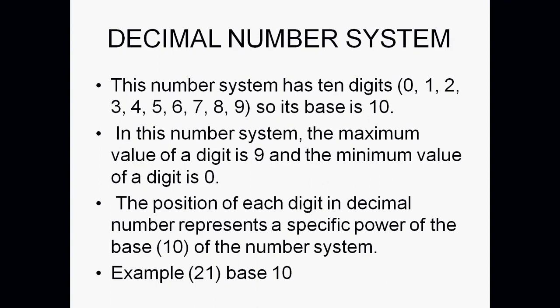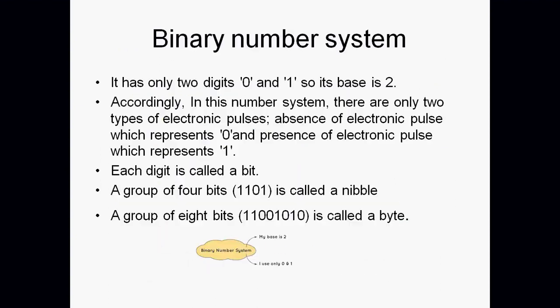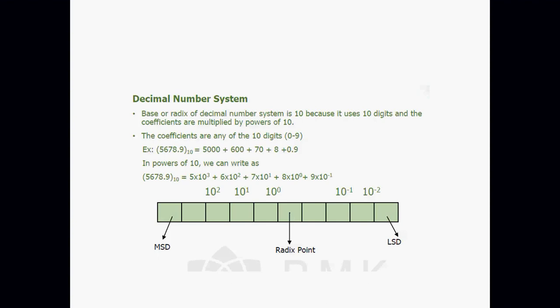In the decimal number system, we have 10 digits and we say the base is 10. In this, the maximum digit is 9 and the minimum is 0. The decimal number system represents a specific power of base 10. For example, we have shown 21 base 10. Let us see the representation of it. In this slide we have shown the examples.